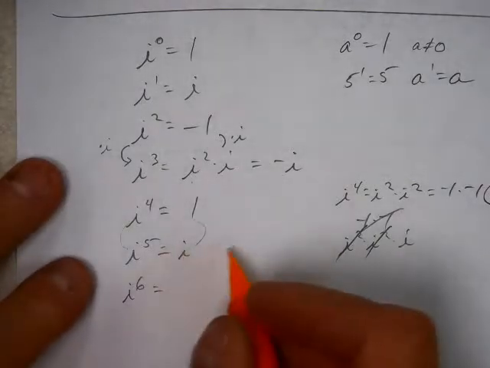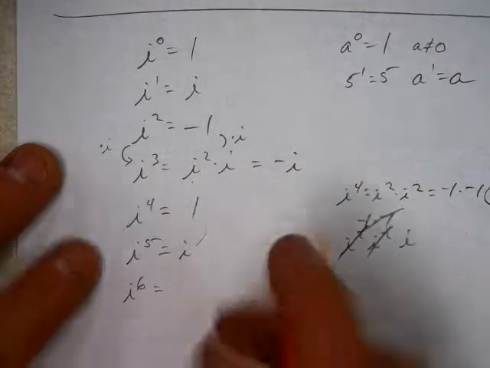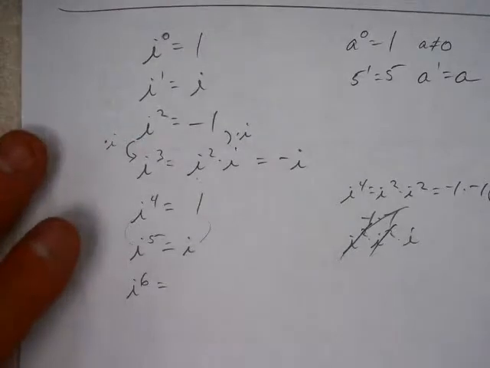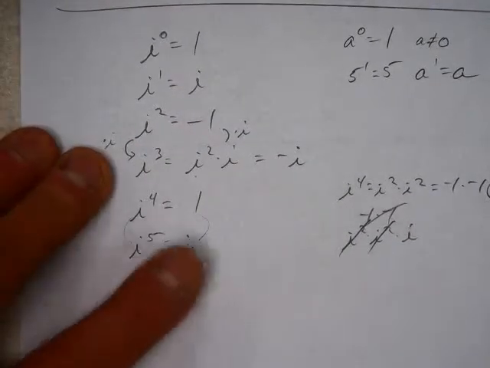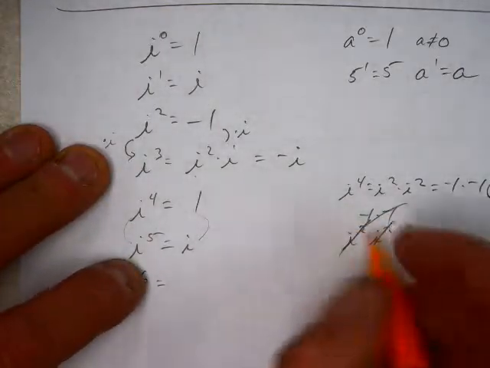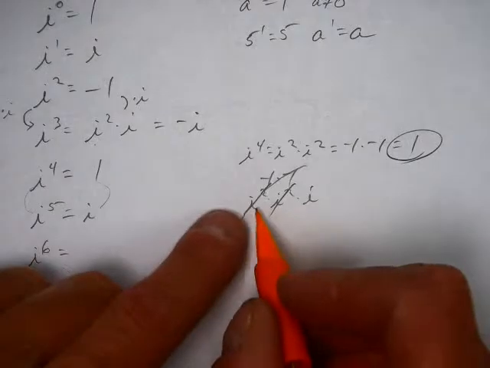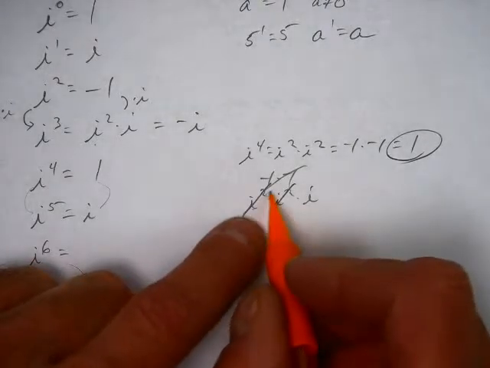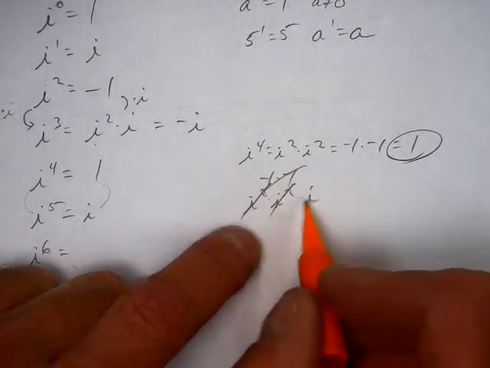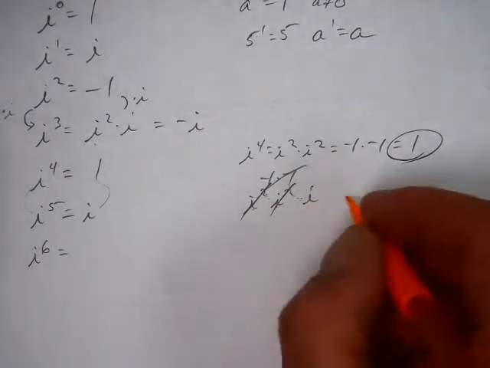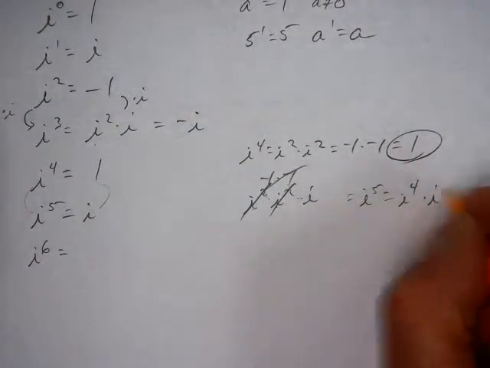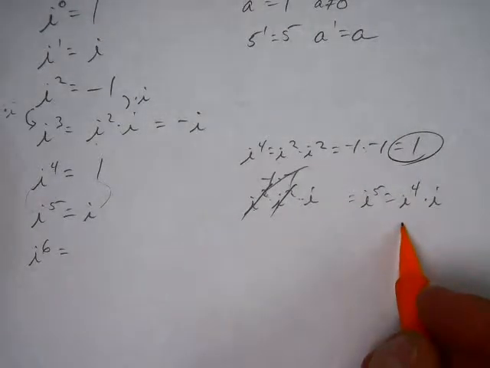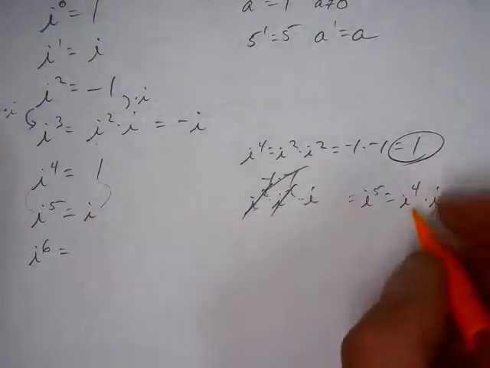I'm going to go back to i to the 5th here real quick because I wanted to do something. If I go i to the 5th, it'd be i squared times i squared, which is negative 1 times negative 1, which gives me 1, and then times the i. Or I could do this. i to the 5th is the same thing as i to the 4th times i. What would we decide i to the 4th is? 1, okay? So it's 1i.